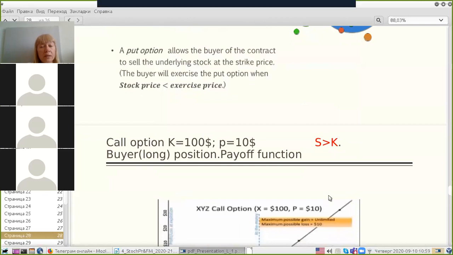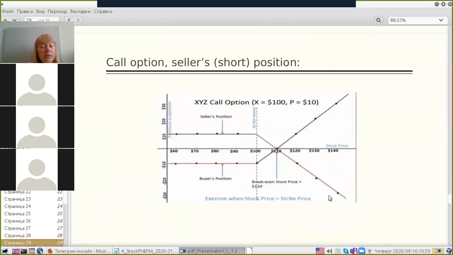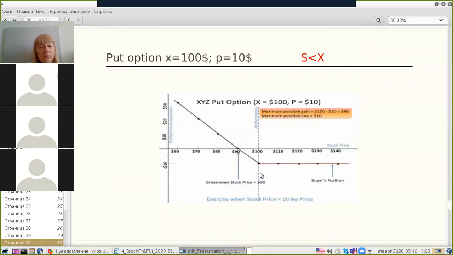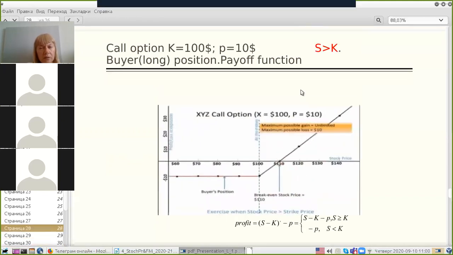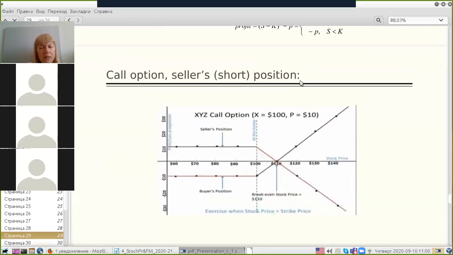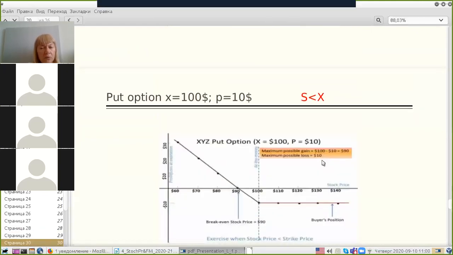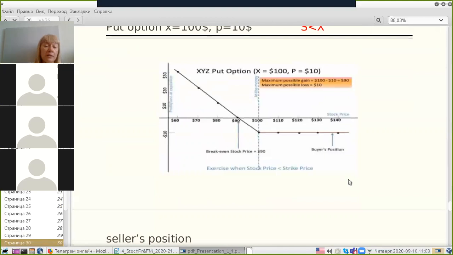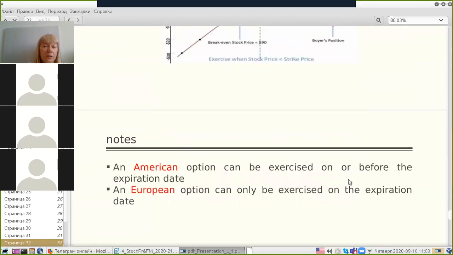But it is S more than K, but in these graphs you see the short position, the seller position, and you should consider this in more detail. If we hope that S will be in the future less than K, no, it's a mistake. S more than K, and in this one S less than K. It's my fault. That will be a graph which looks like this. You can read this in more detail.